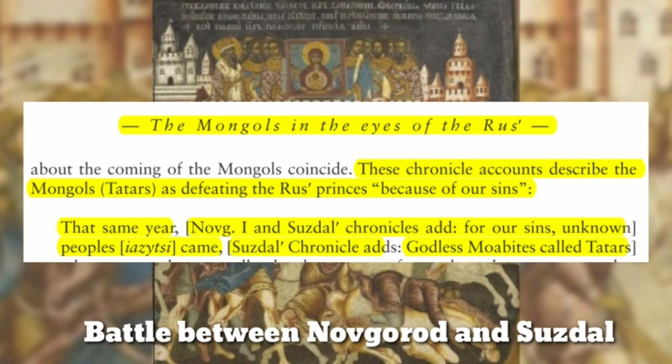That same year, the city of Novgorod and Suzdal, in their chronicles, add this: for our sins, unknown peoples came. And the city of Suzdal's chronicles add godless Moabites called Tartars. In the chronicles of Suzdal, the Tartars were given their ancient biblical name of Moabites, the godless Moabites, also called Tartars.